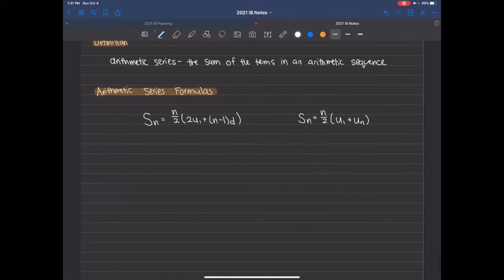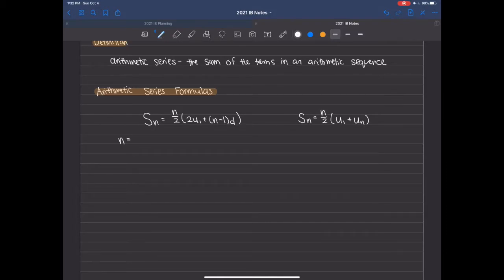So parts of these formulas might look familiar to you. The variables represent the same things that they do in the arithmetic sequence formula. And you might actually notice this part right here, that is the arithmetic sequence formula. So it's embedded in this version of the series formula. But let's note down what our variables represent so that we can be clear.